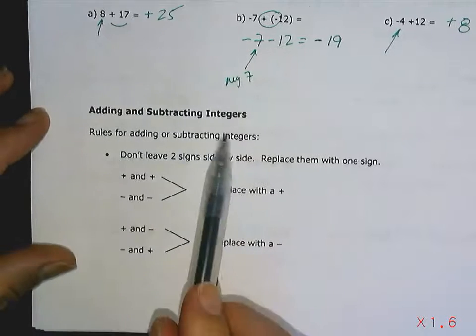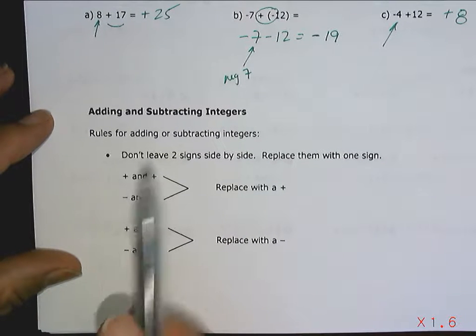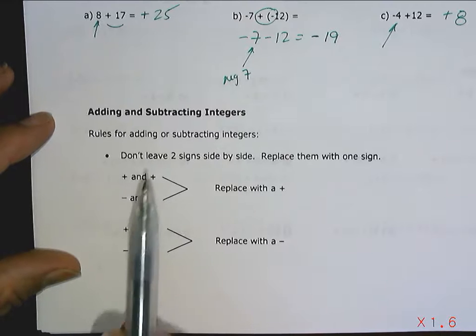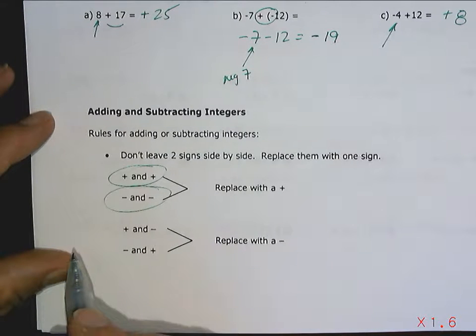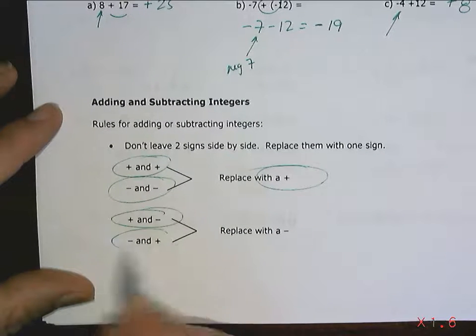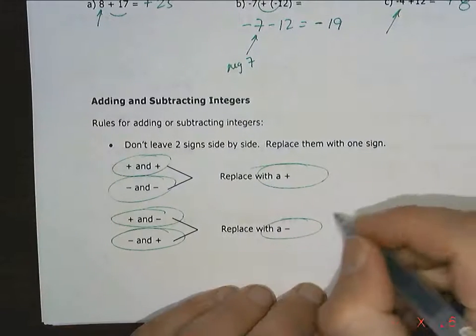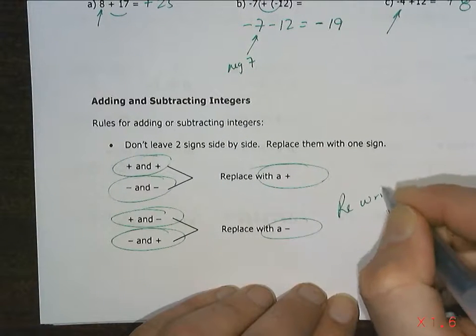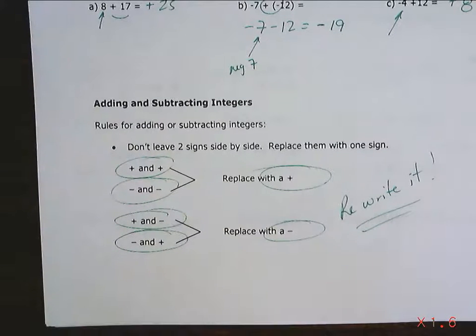The rules for adding and subtracting integers: do not leave two signs side by side. Rewrite it. That's what I've been yelling at you, saying rewrite it, rewrite it. If you have a positive and a positive, or a negative and a negative beside each other, replace it with a positive. If you have a positive and negative, or a negative and a positive, replace it with a negative. That's what I've been saying. Rewrite it. And notice when you started doing that, our numbers of people getting it correct went up. So do this. Don't skimp out.